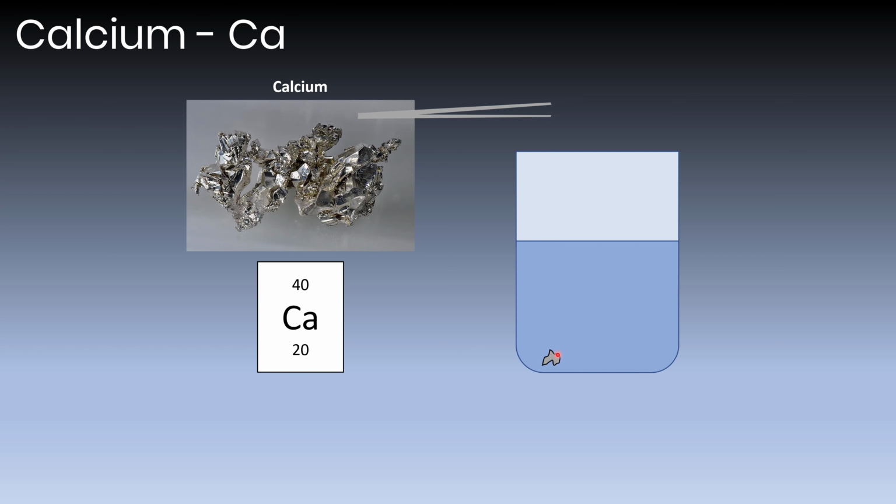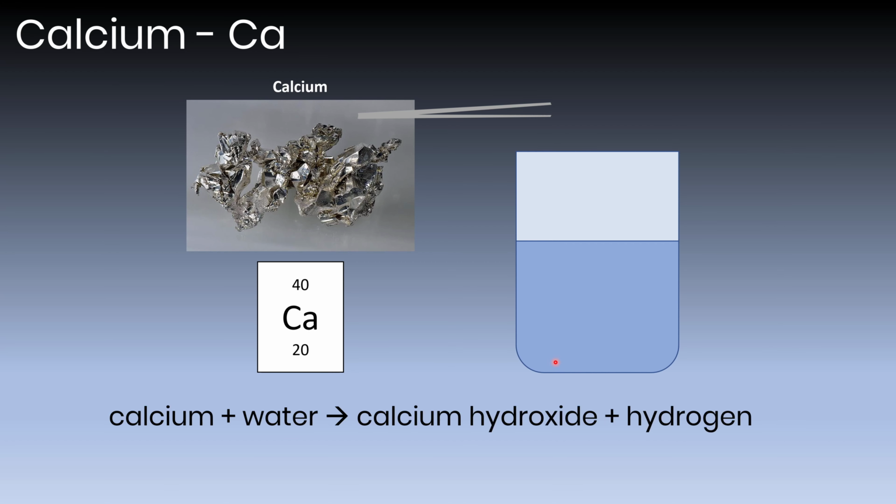You'll notice this time it sinks. This is because a lump of calcium is more dense than the water that it's being dropped into. You can see the rate of effervescence is much slower, and it took a lot longer for the piece of calcium to dissolve. We can again describe this using an equation. Calcium plus water forms calcium hydroxide, so again an alkaline solution, plus hydrogen gas.